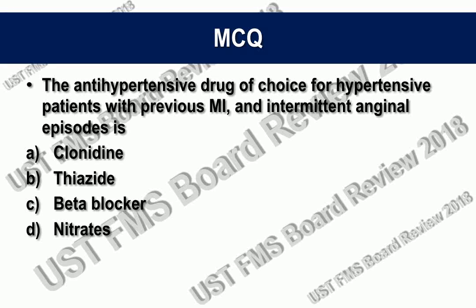Let's move over to a multiple choice question. The antihypertensive drug of choice for hypertensive patients with a previous myocardial infarction and intermittent anginal episodes is? What would be your answer? Now remember, you have a lot of antihypertensive medications here, but you choose the one that would also target patients with intermittent anginal episodes and those with previous MI, which are compelling indications. And so the answer here would be your beta blocker.